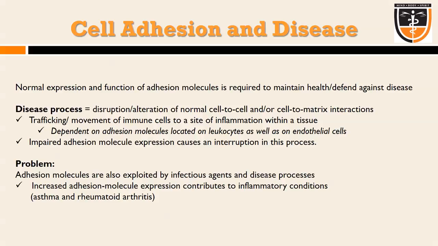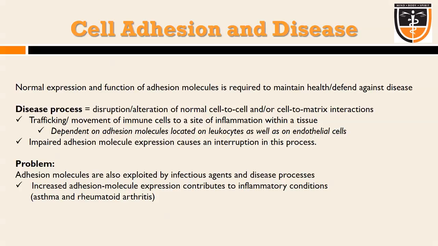So we talk about cell adhesion and disease. The normal expression and function of adhesion molecules is very important to maintain normal tissues and your health. These cells adhere to each other and to extracellular matrix. Signals can change, and this can result in a disease process. So disease is characterized by the disruption or alteration of normal cell-to-cell and cell-to-matrix interaction. Trafficking or movement of immune cells to the site of inflammation within a tissue can be affected.